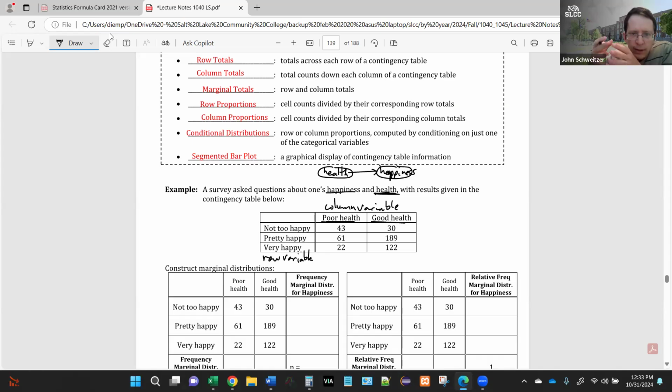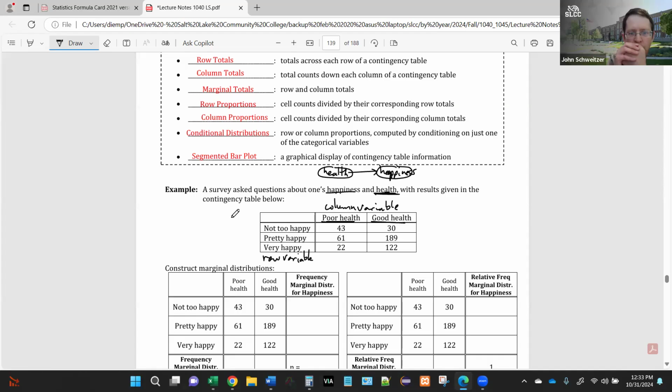So definitely, if you just ask me, does health change your happiness? I would say yes, right? But who knows? Maybe it doesn't. Or maybe it does, but it's a weak kind of relationship, right? Who knows? So that's what this table will help us with. It'll help us get going with some quantitative measures here.